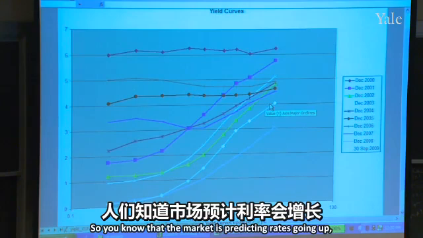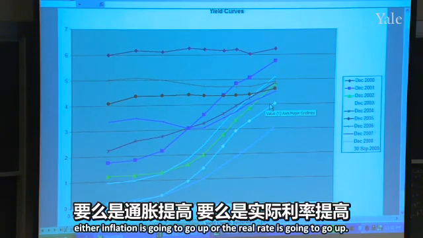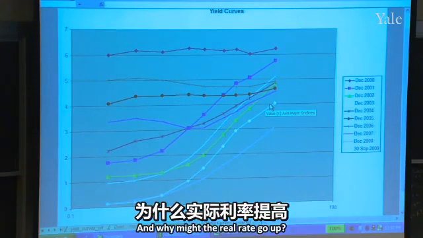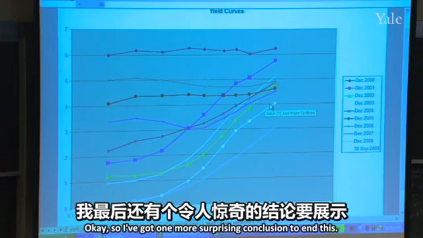Okay, so you know that the market is predicting rates going up, and the two obvious explanations, according to Fisher, is that either the inflation is going to go up or the real rate is going to go up. And why might the real rate go up? Well, there are a bunch of reasons, but most likely because productivity is going up. Okay, so I got one more surprising conclusion to end this.